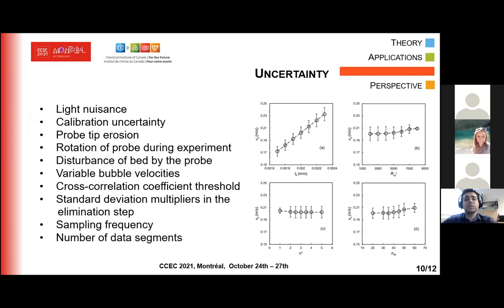With increasing the data segments, the number of data in each segment decreases. As a rule of thumb, each data segment should contain at least signals of motion of 2 to 3 distinct particles. Average particle velocity increases slightly, by 4.5%, with increasing the number of data segments from 20 to 60.